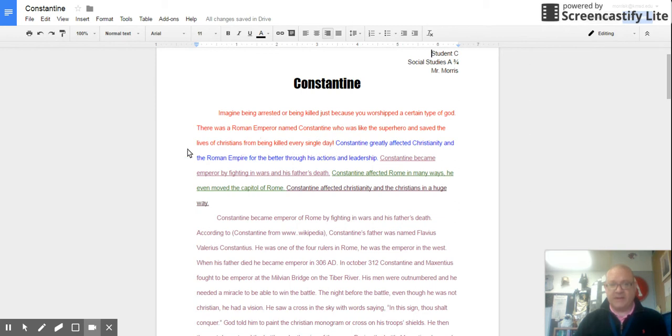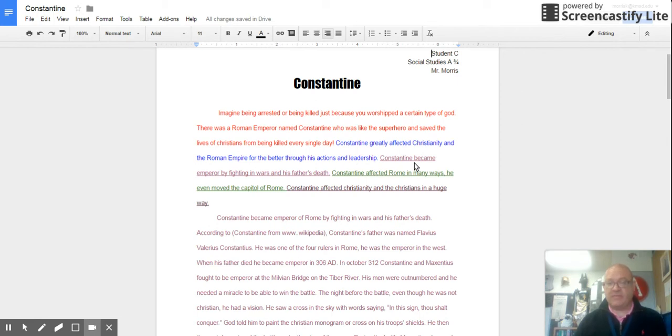Then I'm going right here, and look, I've turned my grabber or my hook into kind of a bigger sentence. Even two sentences could work. Imagine being arrested or being killed just for worshiping a certain type of god. This was the Roman emperor named Constantine, who was like a superhero and saved the lives of Christians from being killed every single day. So there's my grabber. This is me bringing the reader in. Then I go right into my thesis statement. Constantine greatly affected Christianity and the Roman Empire for the better through his actions and leadership. So that's my thesis statement. That's where you put yours.